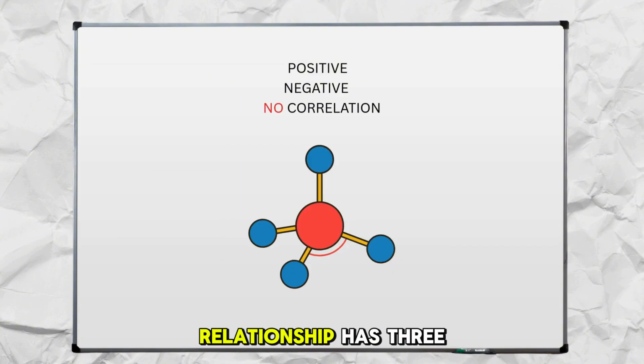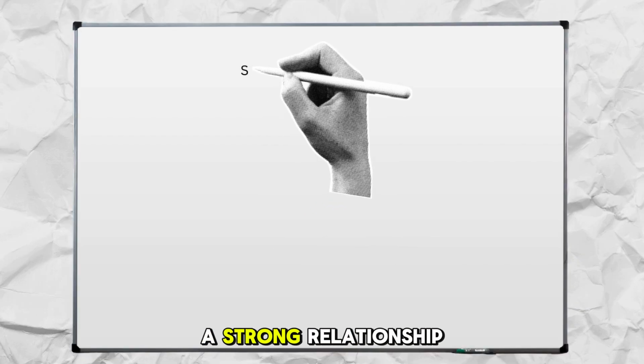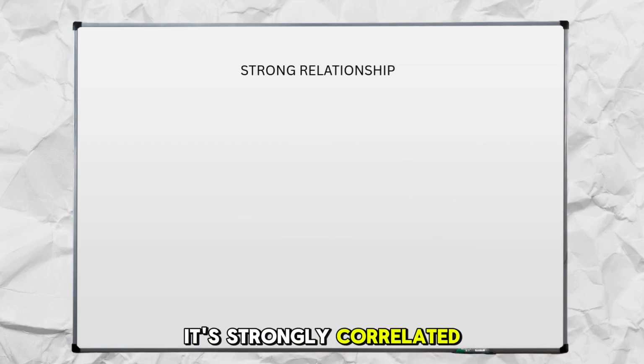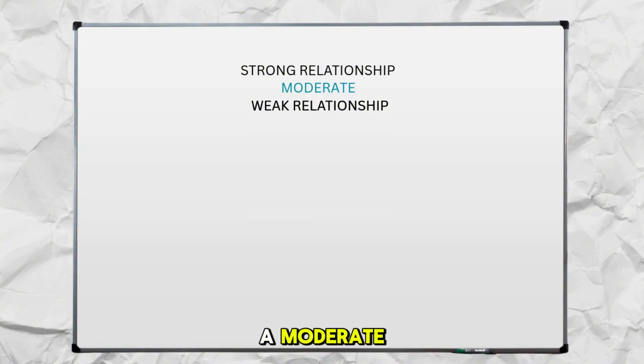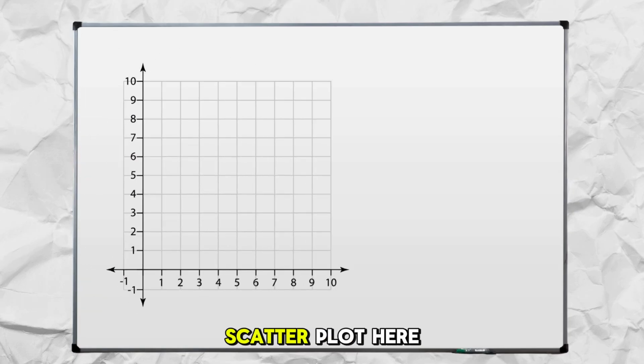The strength of relationship has three options too. You can have a strong relationship, which just means it's strongly correlated. You can have a weak relationship, which means it's weakly correlated, or a moderate one, just kind of somewhere in between there. Let's go ahead and use a scatter plot here.